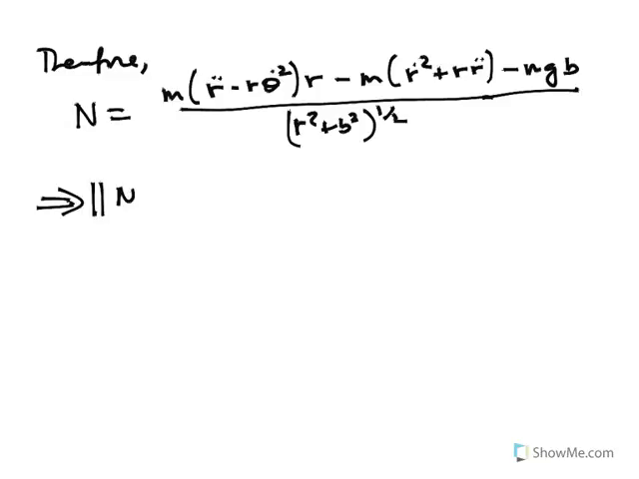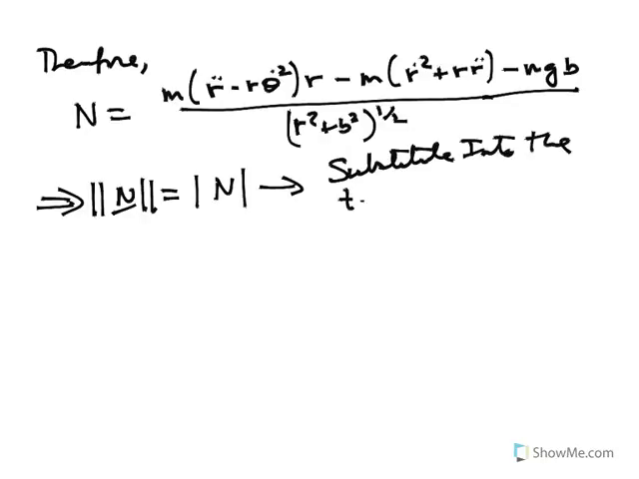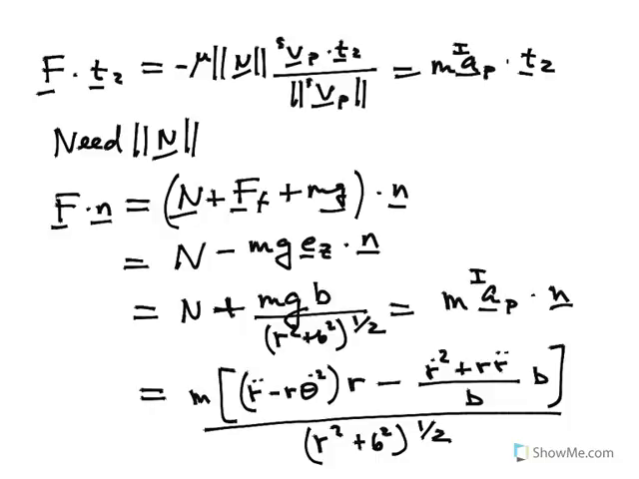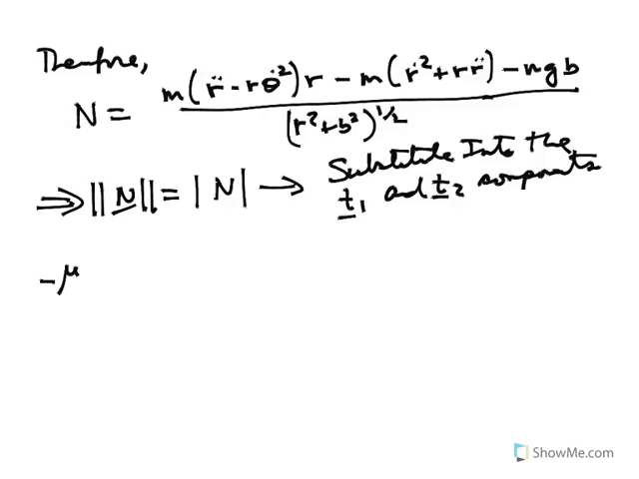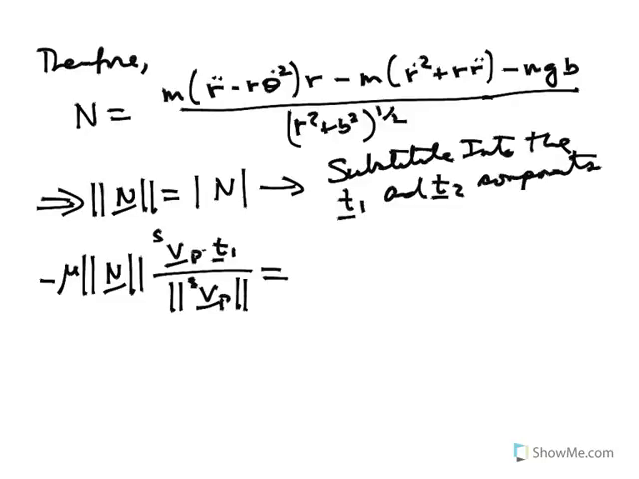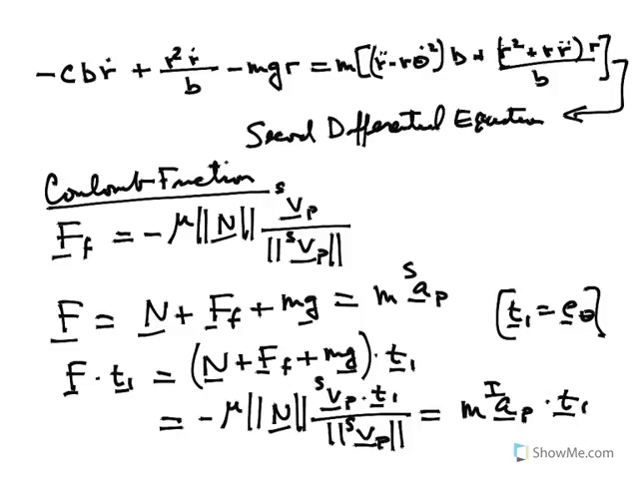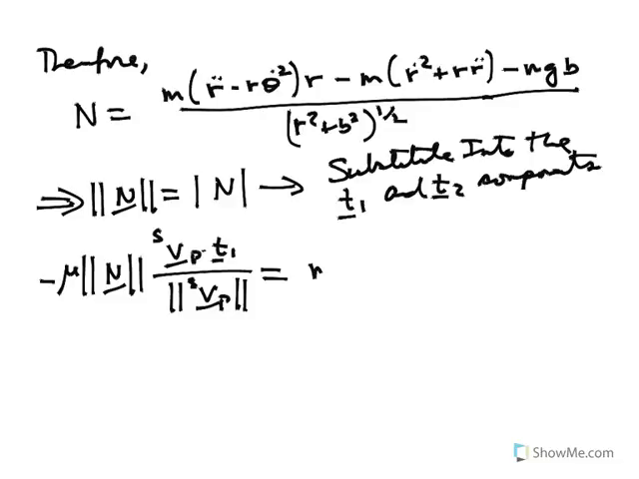So then the magnitude of n is equal to the absolute value of this result. As a result, I can substitute into the T1 and T2 components to get the differential equations. So the T1 component, we remind everybody, is minus mu times the magnitude of n, all divided by VPS dotted with T1, all divided by its magnitude. And that has to equal the mass times the inertial acceleration in the T1 direction. T1 is equal to e theta, so this is equal to m times (2 r dot theta dot plus r theta double dot).